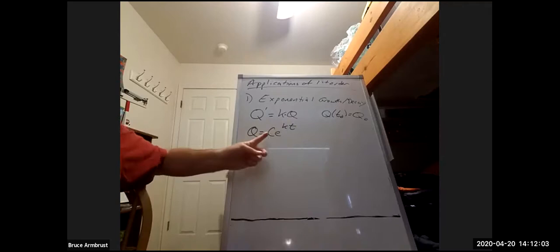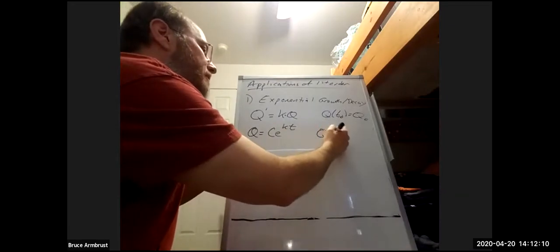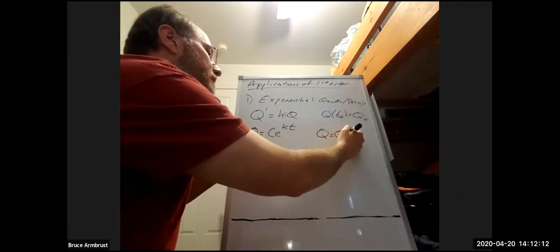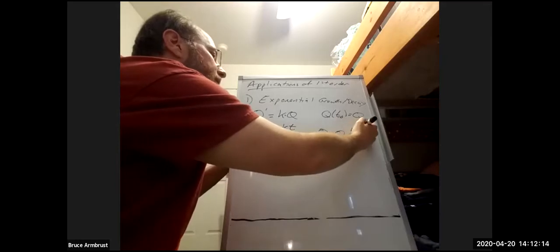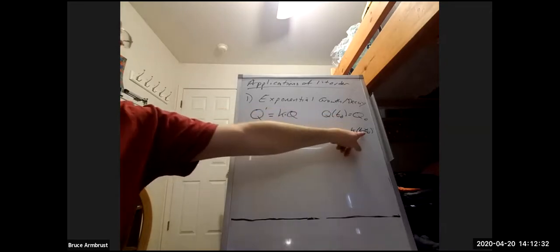That Q naught ended up giving us the C. And what we would get for our solution here is Q is equal to Q naught e to the K times T minus T naught. Now, we never had this T minus T naught. We always incorporated it into the C. But you can just think of this as a transformation, a shift from 0. So since we have a shift from 0, we're going to put that as a T minus T naught.